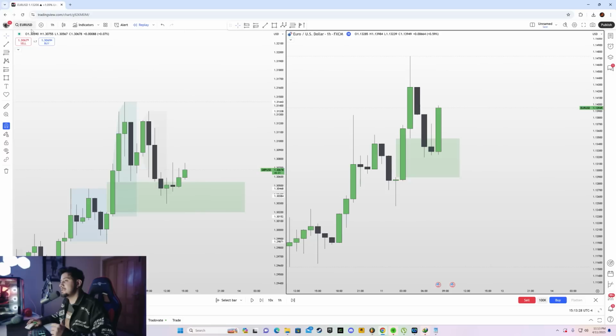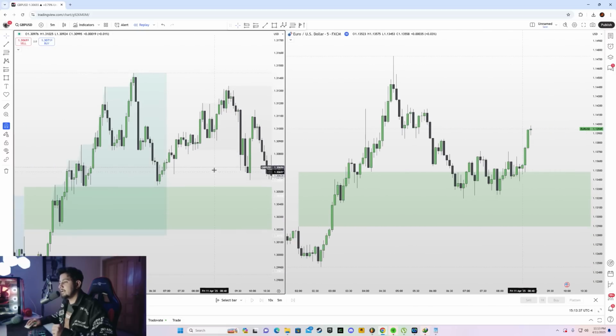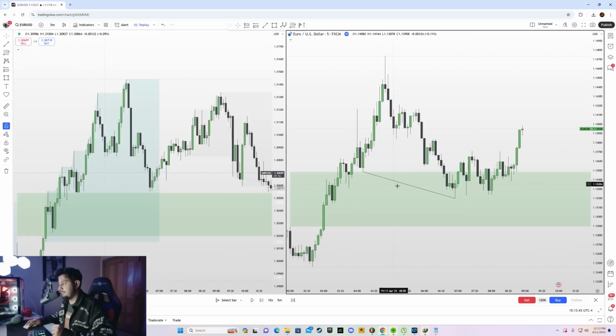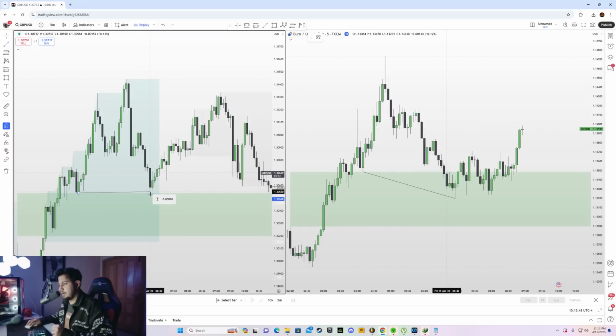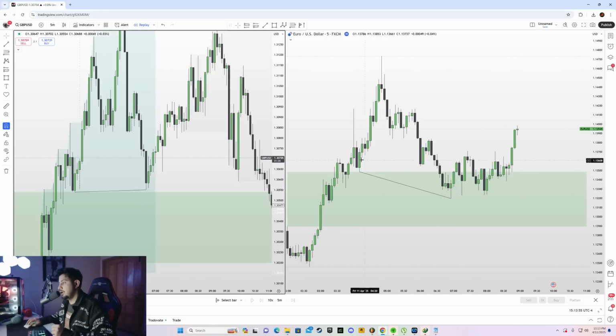Now the next step is to identify SMT divergence on the 5-minute time frame inside or at the fair value gap. So over here, what you can see is this is where, okay, let me just mark this out like that. This is where we have SMT. Price failed to take out this low on GBP USD, but on Euro USD, we took out this low and we dipped deeper into this fair value gap.